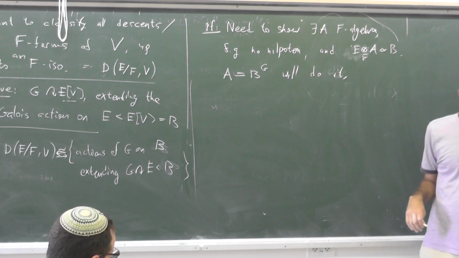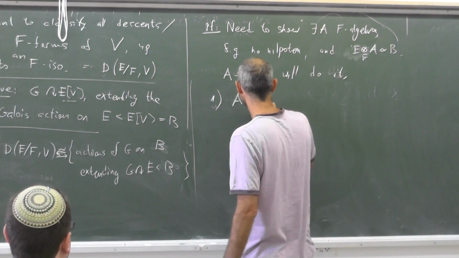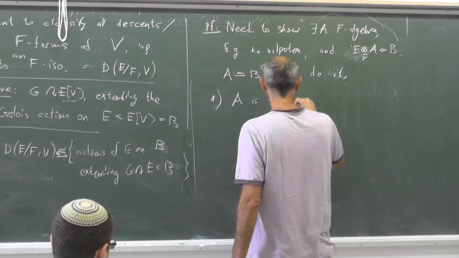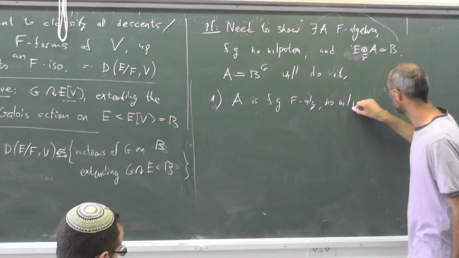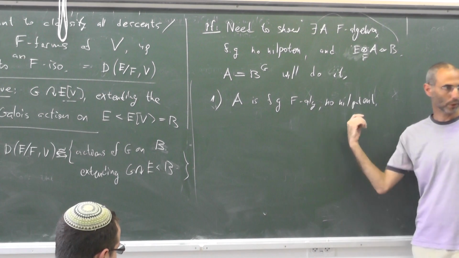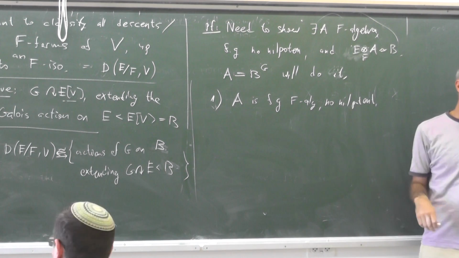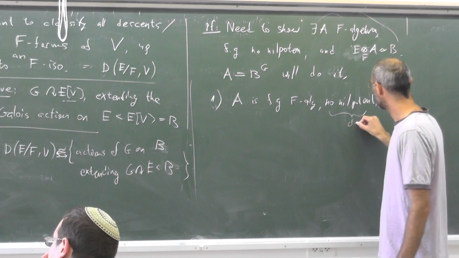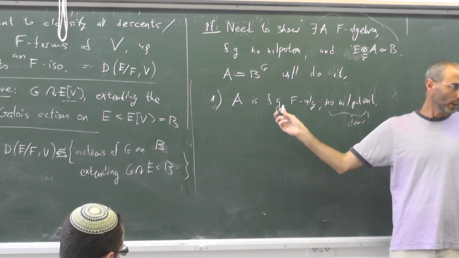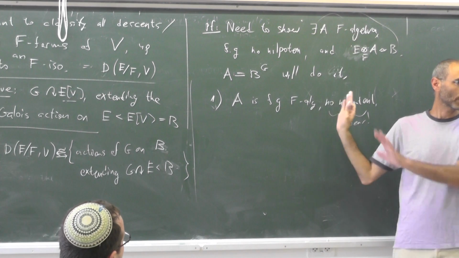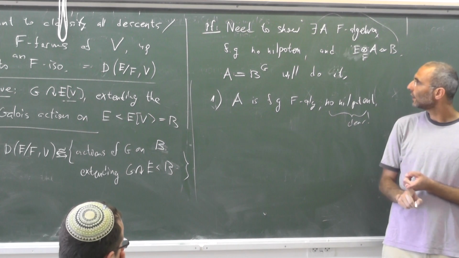Now I have to prove it. I need to show, first of all, that A is a finitely generated F algebra with no nilpotents. The last is very easy. No nilpotents, why? Because B has no nilpotents, right? A is a subalgebra of B. So finite generation, this is a classical argument. It has nothing to do with this setting.